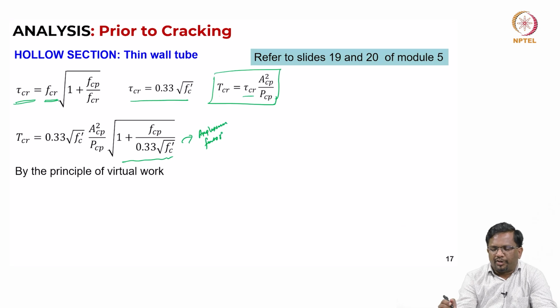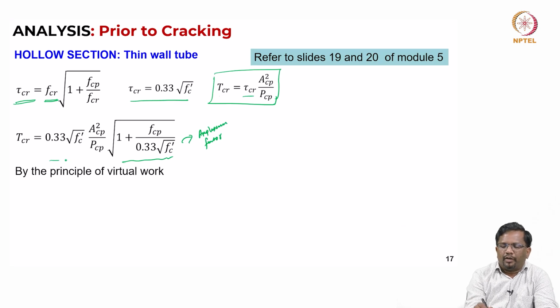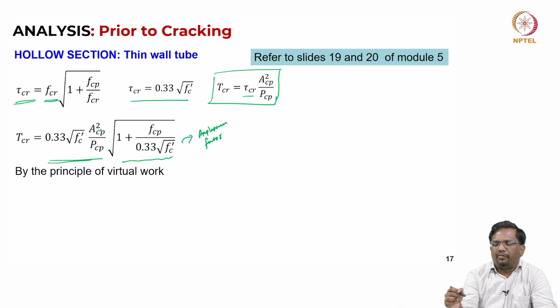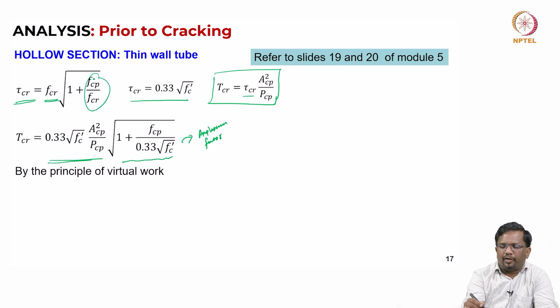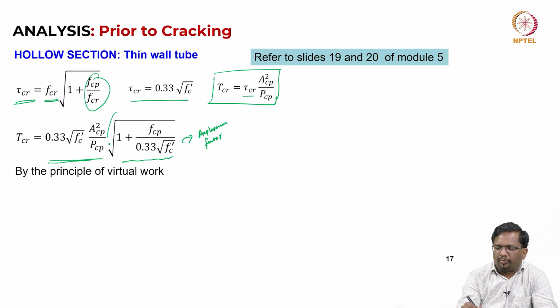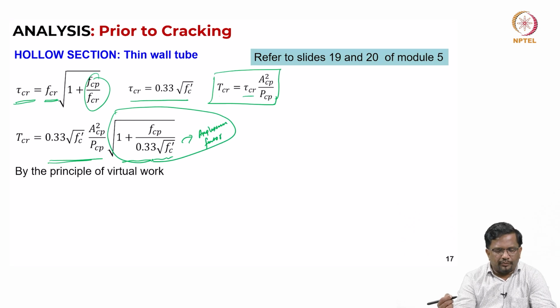So, if there is no pre-stress, you will find that the cracking torque is only 0.33 square root of f prime c into A square cp by Pcp, that is it. But if there is a pre-stress, just like what we have here, this is the formula that we are taking. So, nothing but, the higher the amount of pre-stress, the higher will be your Tcr. That is what we are trying to say. So, this is some kind of an amplification factor to include the effect of pre-stress, right.